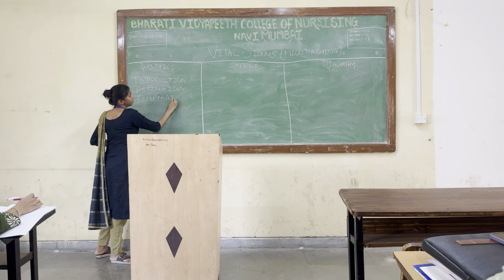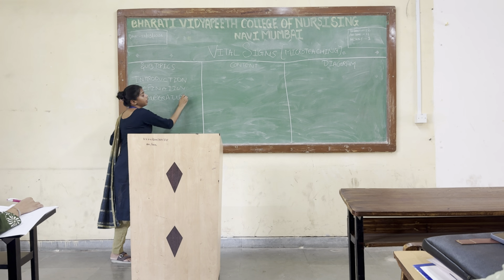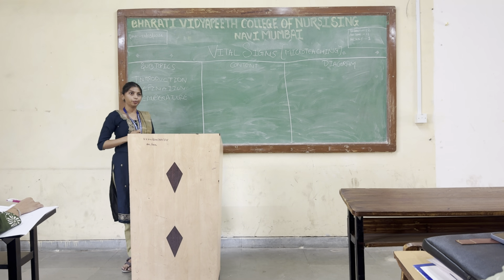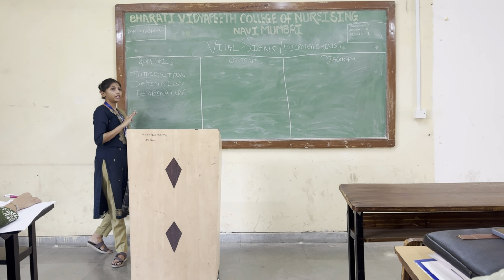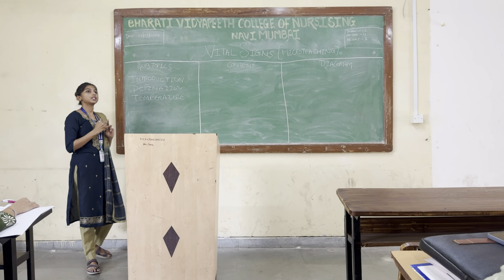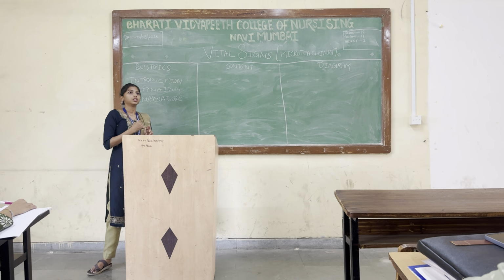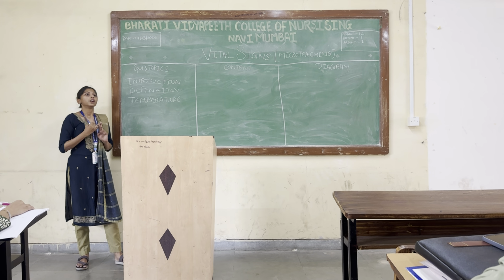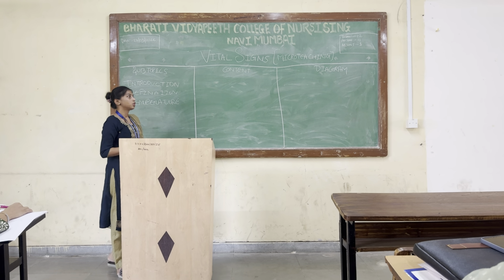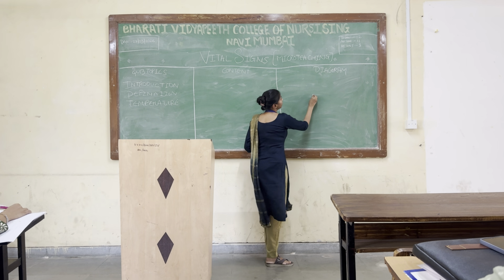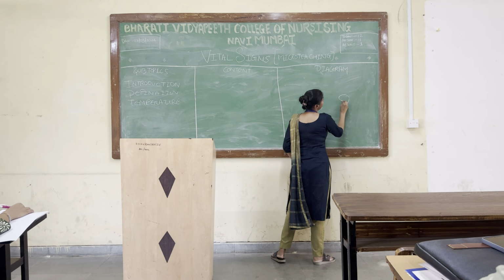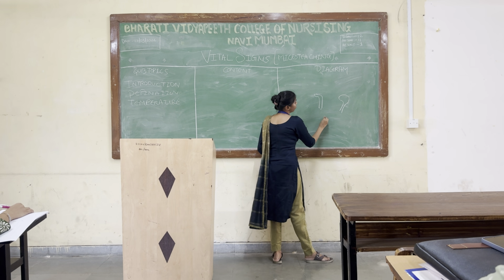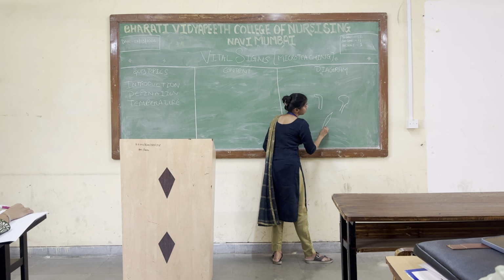In temperature, first is definition. It is the degree of heat maintained by the body. So we can measure the temperature by the three sources, four types. That is the tympanic, oral, axillary, and rectal. So in tympanic, it's like this thermometer. Rectal, it's round shape, and for oral, it's this type.